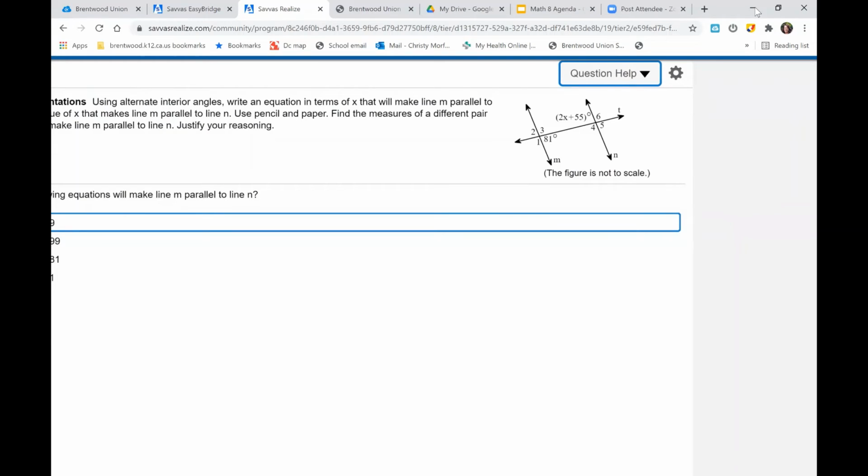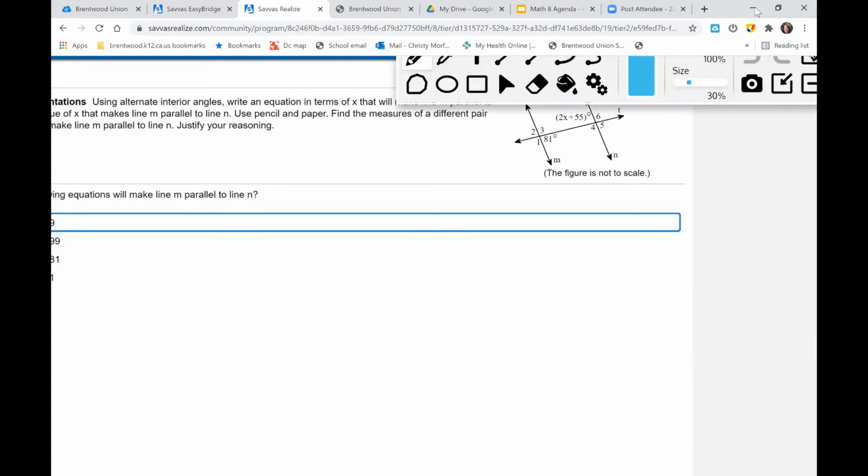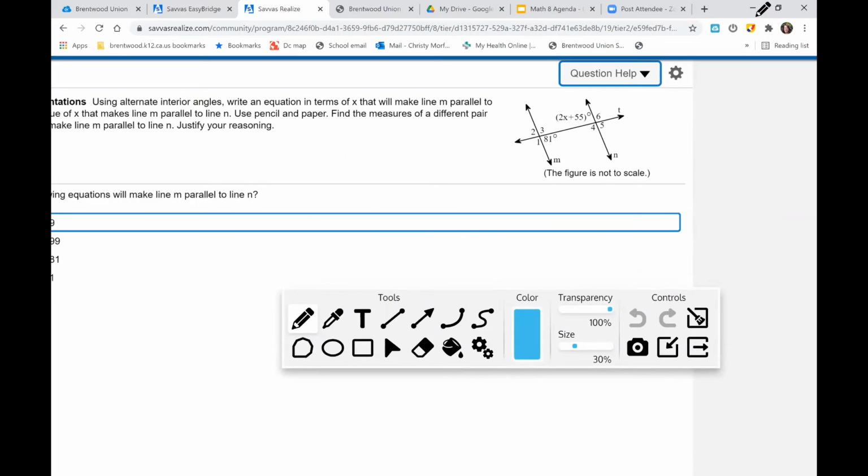But you do have 2 of them there, the 81 and the 2x plus 55. Those are actually labeled for you. They aren't just names. They are the actual measurements. So we're talking about here and here. And if you look over to the left a little bit, the directions say alternate interior angles. So hopefully you remember that from yesterday. They're inside of those lines, M and N, and they're diagonally across from each other.